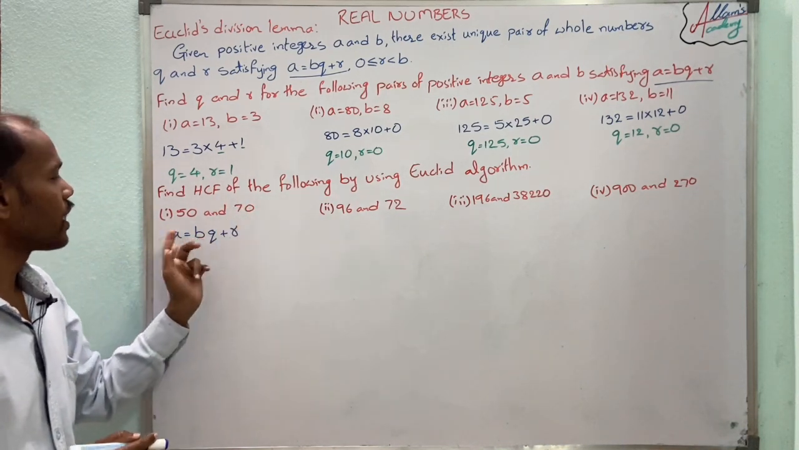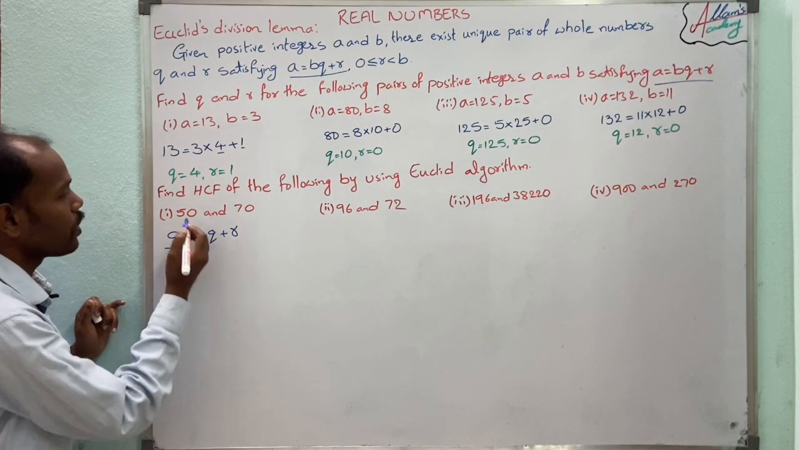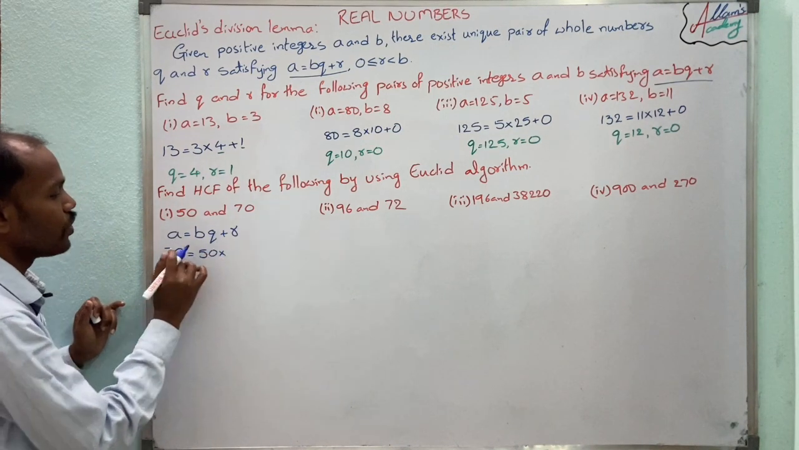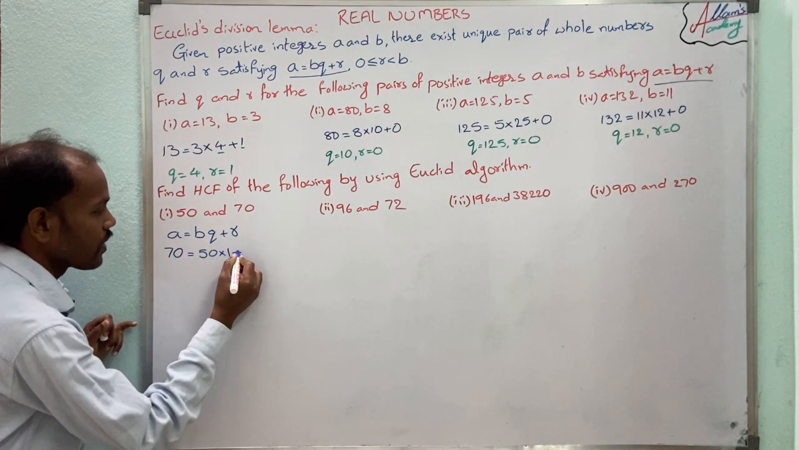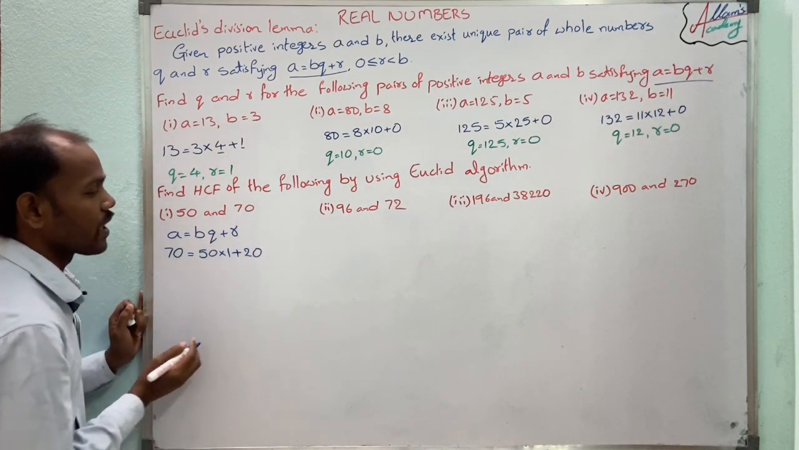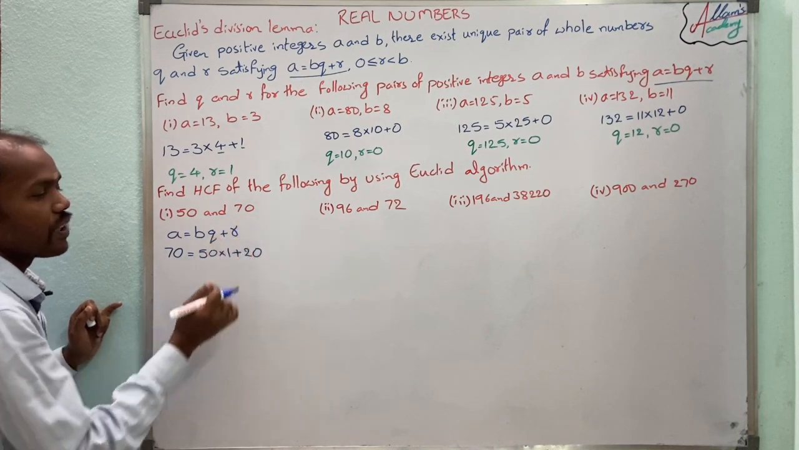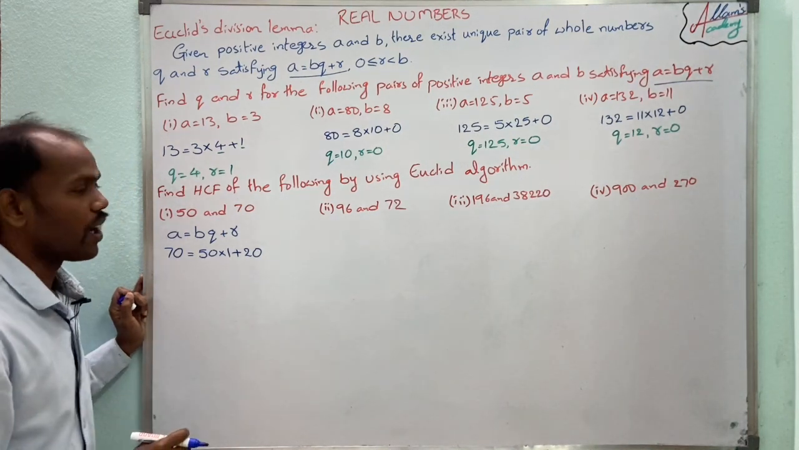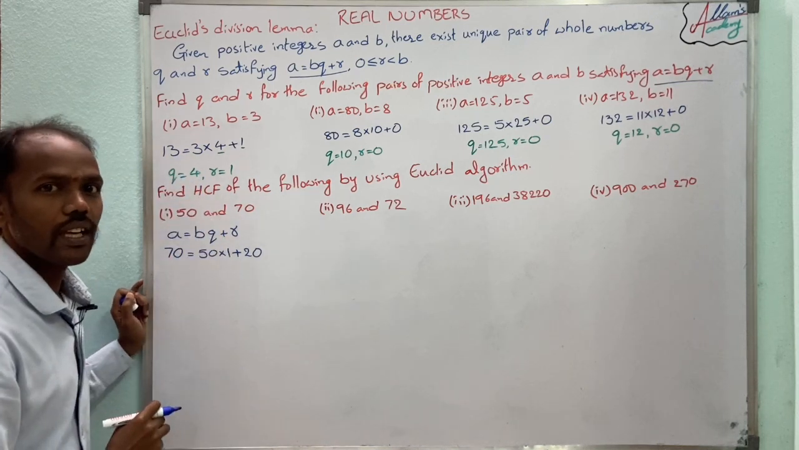70. So 70 will be taken as a. So 70 equals 50 into q. 50 1s are 50. So here the remainder is 20. Now what we do is, we want to solve this problem until the remainder comes to 0, then only we find the HCF of the given numbers.